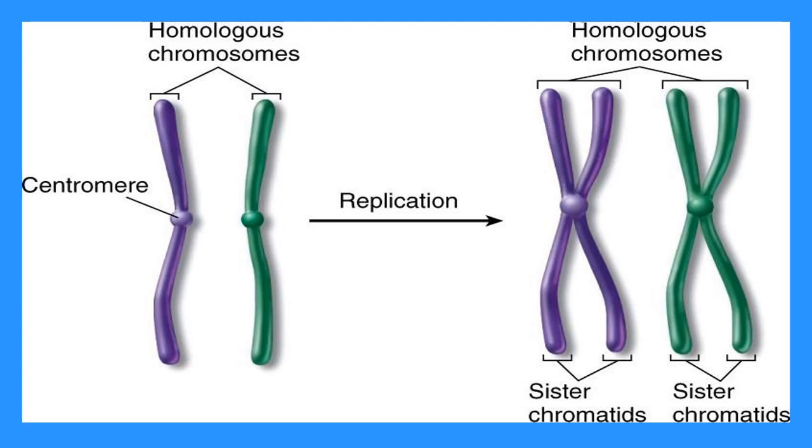A chromosome that has been newly copied is called a chromatid. Meanwhile, a sister chromatid is one half of the duplicated chromosome. A pair of sister chromatids are joined together by a common centromere.